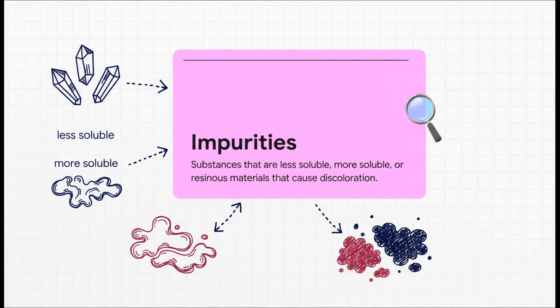So what are we actually trying to get rid of here? Well, these impurities fall into a few main camps. You've got stuff that's less soluble than your product, some stuff that's more soluble, and then you have these sticky, resinous materials, and they're usually the culprits behind that dark, ugly color. You gotta know your enemy to defeat it, right? Each one needs a slightly different strategy.